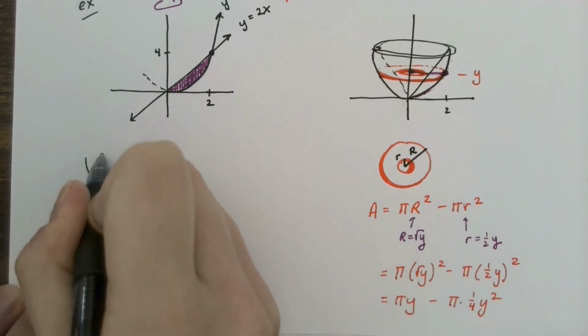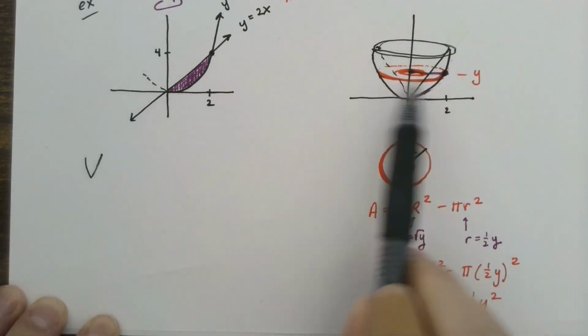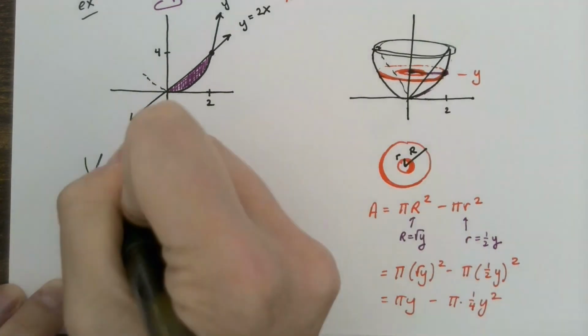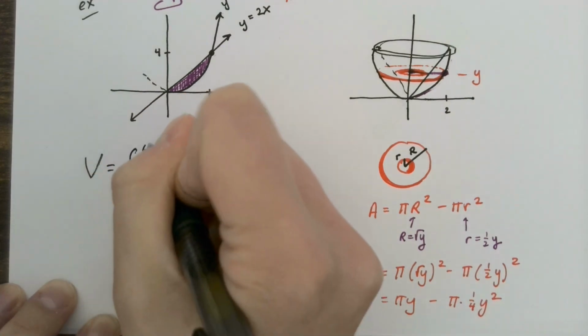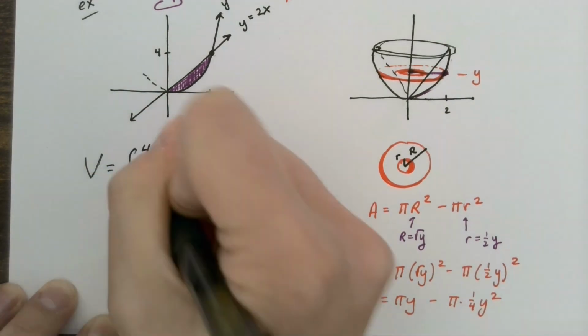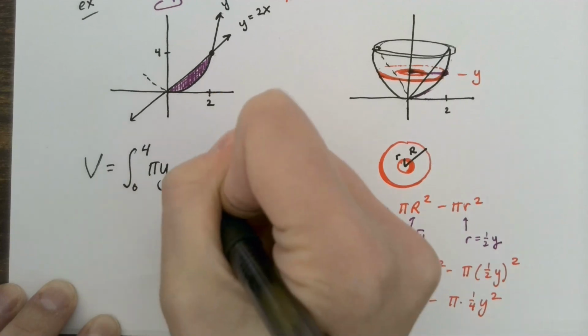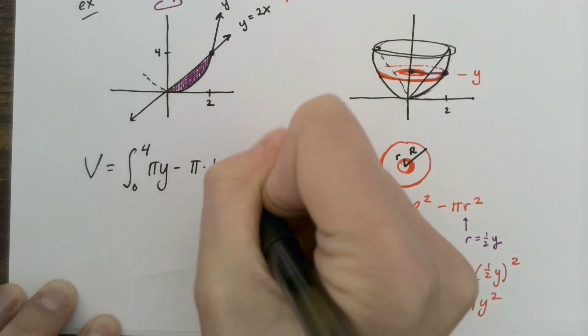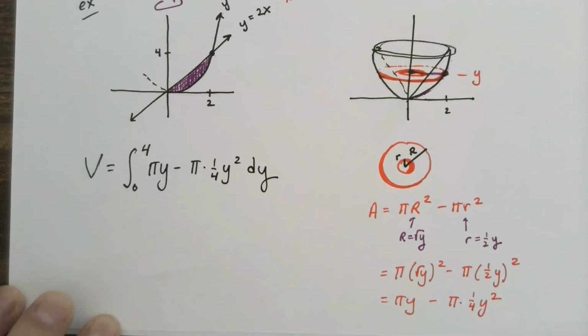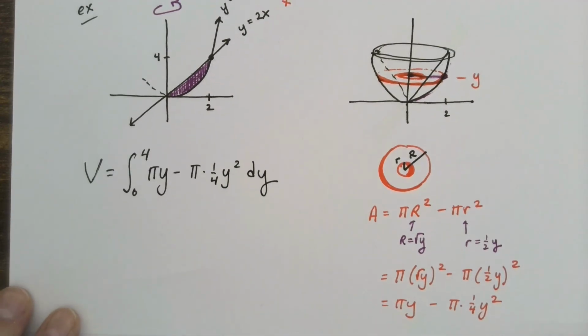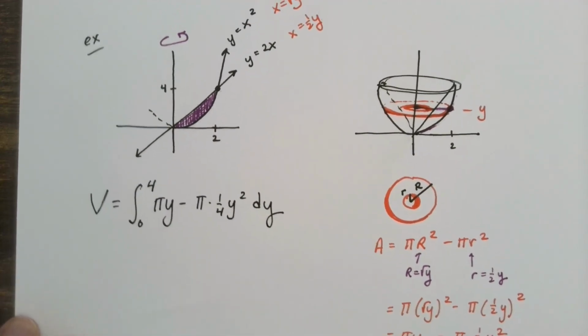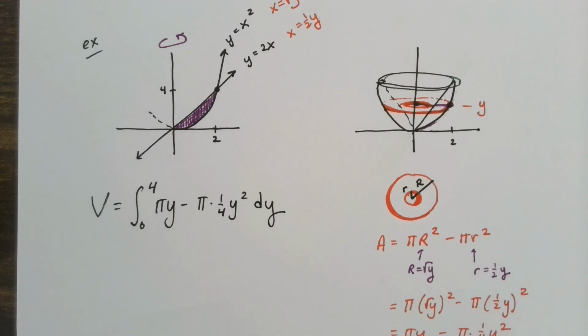So the volume of this shape that I crappily drew over here is the integral from 0 to 4 of this function dy. This one I won't actually compute the final volume number, but from here the integration works the same way as it always does. Pi y integrates to pi times y squared over 2, etc. Plug in the 0 and the 4 and you should have your number.